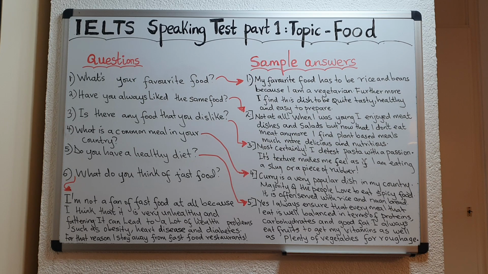Now, in that answer, I have identified the food or the dish that I do not like, and that is pasta. In fact, I have used a very strong word in English, and that is detest. To detest is to hate something with a passion, okay? But I've also explained why, and that's because I find its texture makes me feel as if I'm eating a slug. A slug is a snail or a piece of rubber, okay?